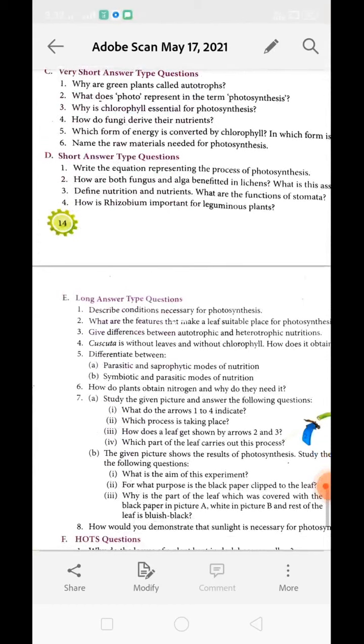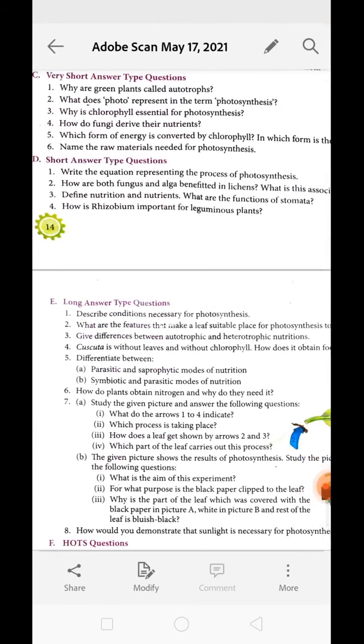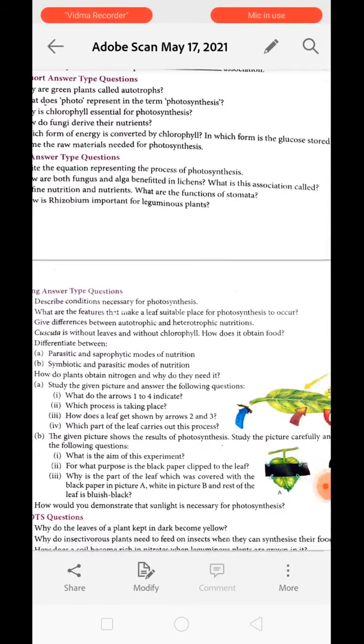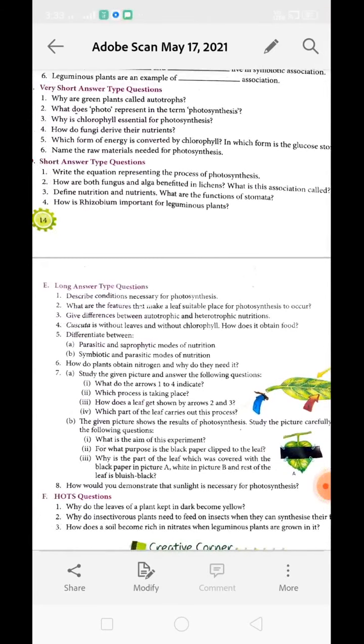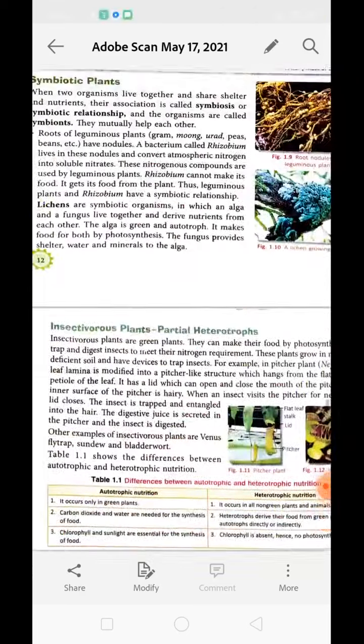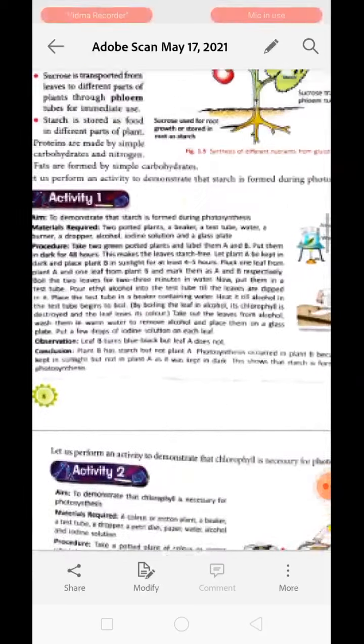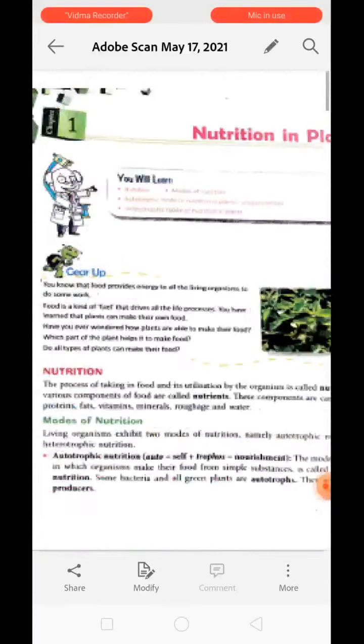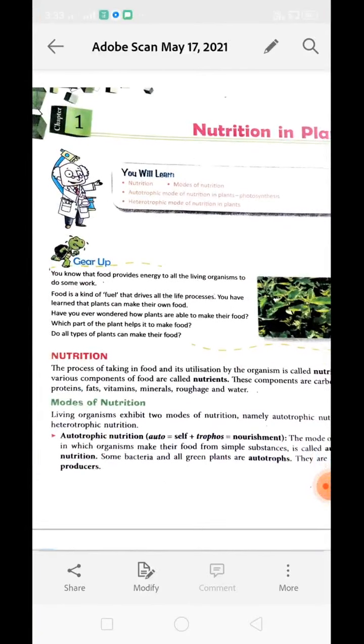Okay, next question. This association is called symbiotic association. Now third question, define nutrition and nutrient. What are the functions of stomata? It is given in the first page of the chapter.